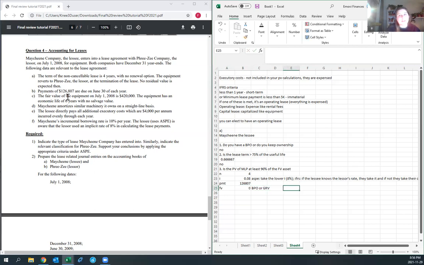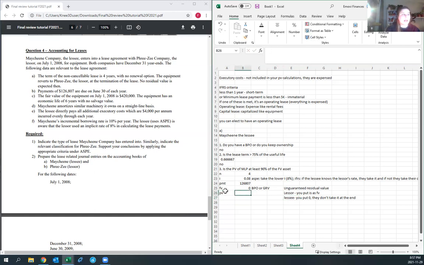I made just a little clarification about the unguaranteed residual value. I think I said in my tutorial that you put it there as a future value if you have it. You put it there if you're the lessor. If you're the lessee, you're going to still put 0, because they're not going to take it at the end of the lease. So lessor, you put the unguaranteed value as future value. For the lessee, you put 0.